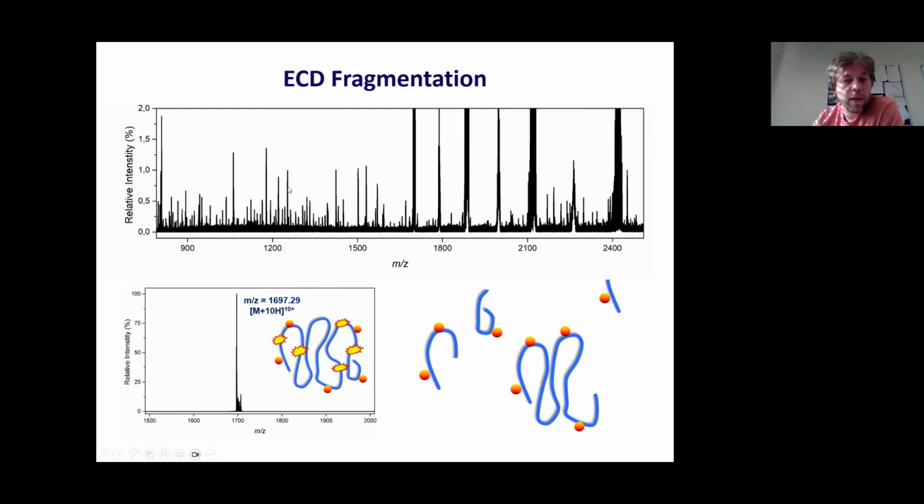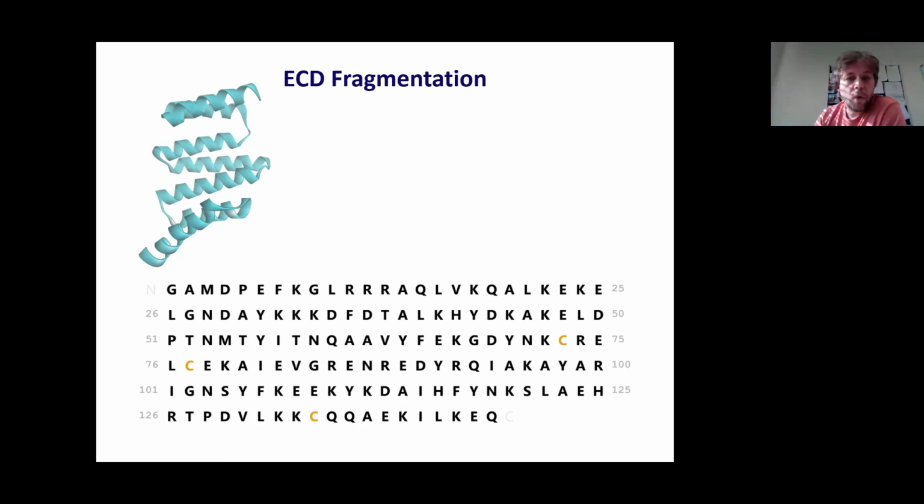And what's more is because we're doing this in native conditions, it will retain things like post-translational modifications, and in our instance, it will retain ligand binding, tuned appropriately. So just to describe what we'll be looking for, this is an example of TPR2A, and this is its amino acid sequence.